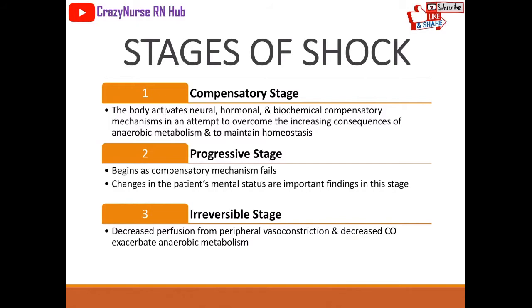In the final stage of shock, which is the irreversible stage, decreased perfusion from peripheral vasoconstriction and decreased cardiac output exacerbates anaerobic metabolism. The accumulation of lactic acid contributes to an increased capillary permeability and dilation of the capillaries. Increased capillary permeability allows fluid and plasma proteins to leave the vascular space and move to the interstitial space. Blood pools in the capillary beds secondary to the constricted venules and dilated arterioles.